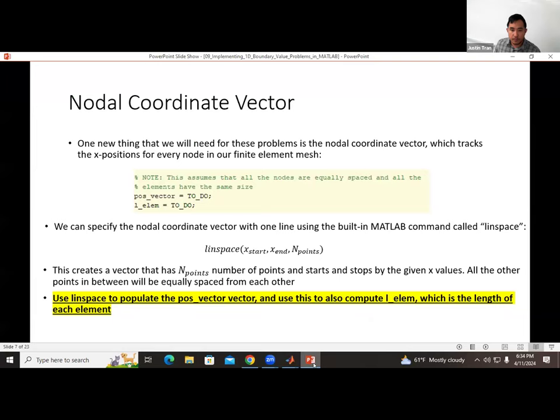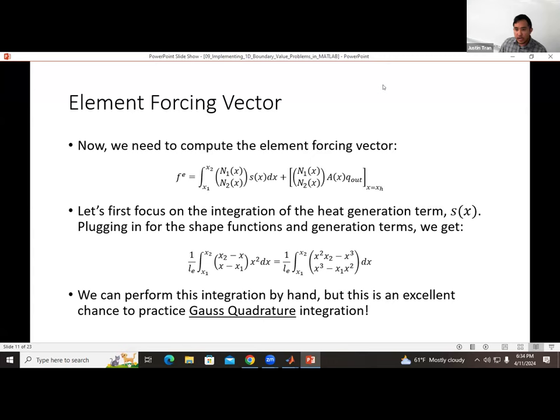Okay, so let me go back to the slide sample here. The integral that we actually want to perform is this one right here. These are our shape functions back in the normal coordinates. And when we factor in this x squared, this top integral is x squared times x2 minus x cubed.